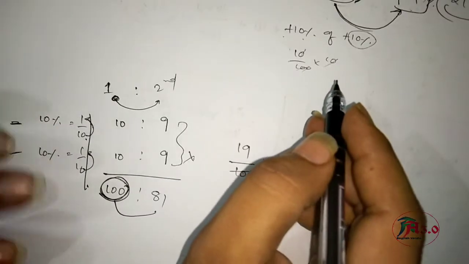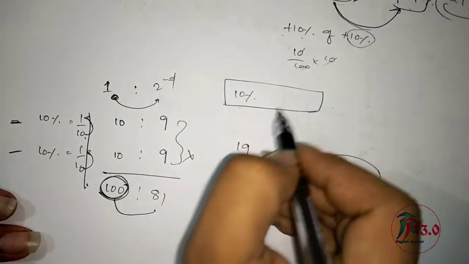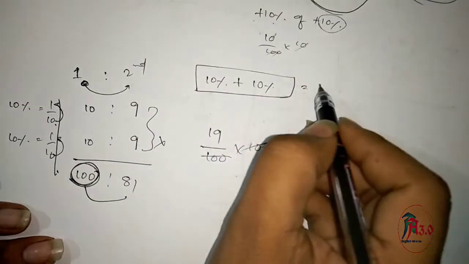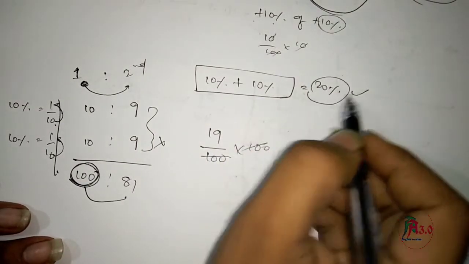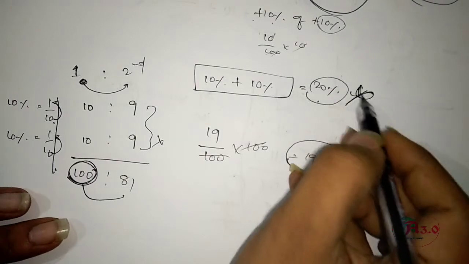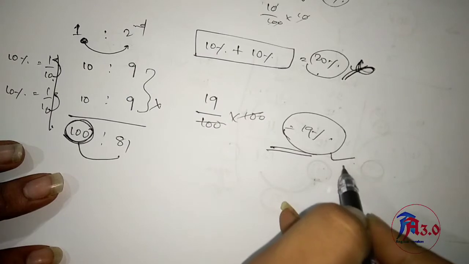Some of the people, what they do is, for the first year it is decreased by 10 percentage, and in the second year it is decreased by 10 percentage. Totally it is decreased by 20 percentage. This is the answer, but it is wrong. This answer is wrong, perfectly wrong. The perfect answer is 19 percentage.